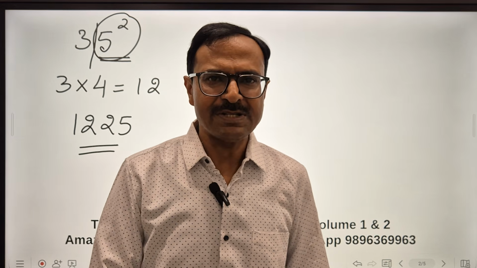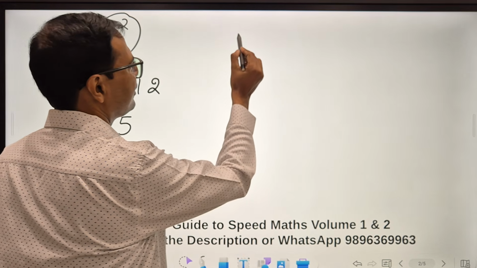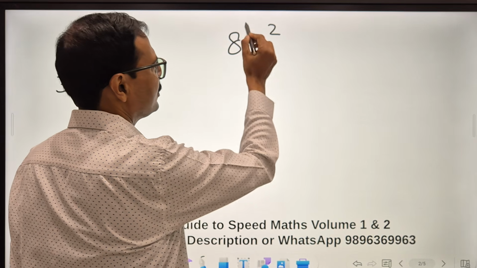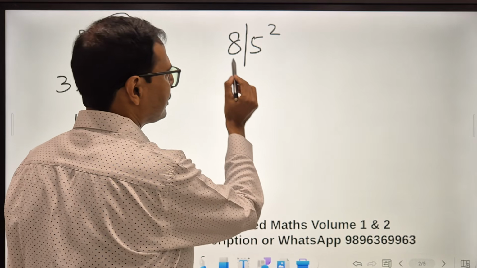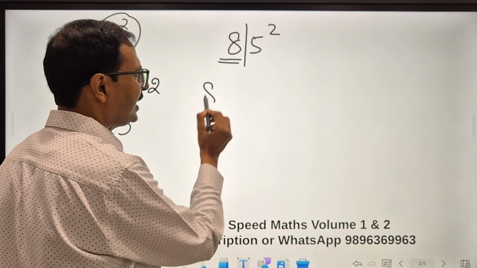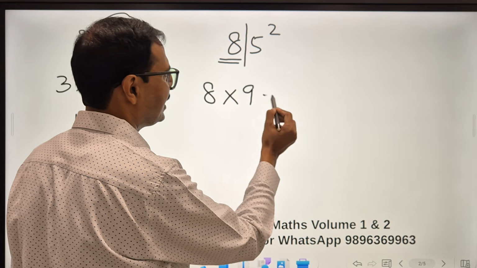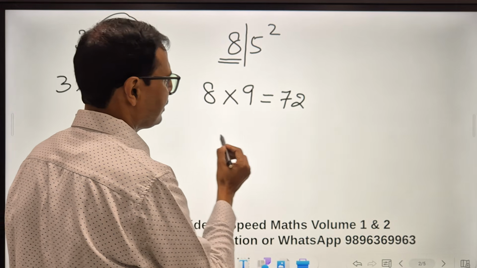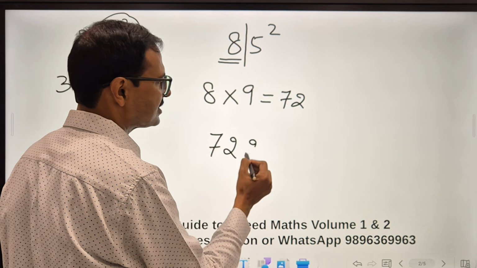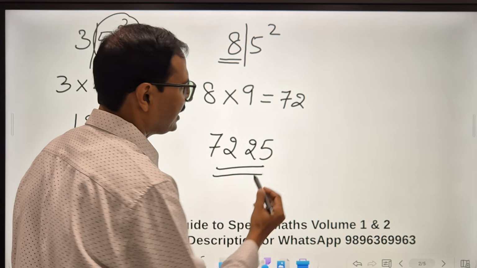Let's have some more examples first. Suppose I have 85 square. So just separate it out. Apart from the 5, you have 8. So 8 times its consecutive 9, 8 9s are 72. And when you suffix 25 to the result, you get the square of 85.